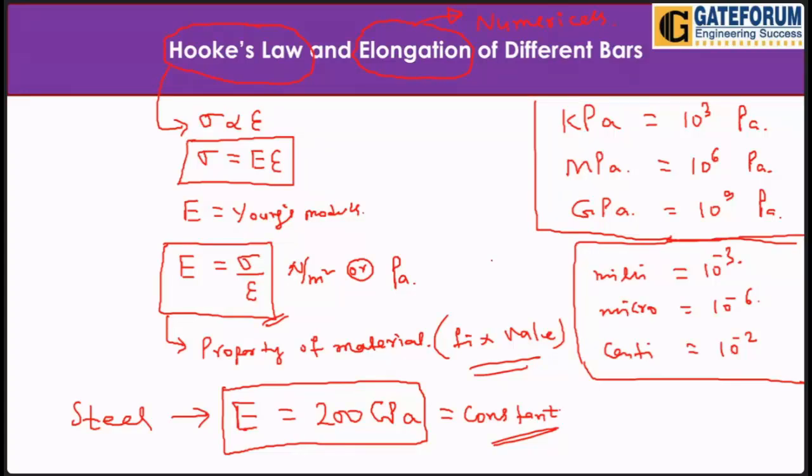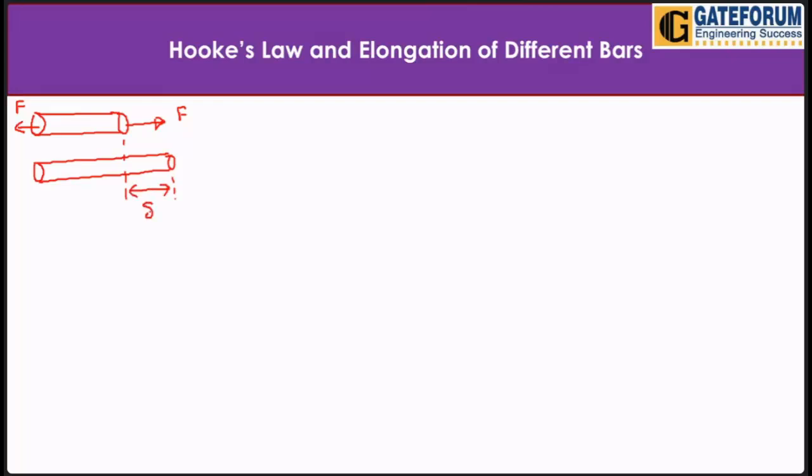So here we have Hooke's law, and now we'll go for the elongation. What is elongation? It is the change in length, the increase or decrease in the length. Suppose here we have a rod, and you apply a force F on the rod. The length of the rod increases from here to here. Let's say this is delta L. This delta L will be known as elongation.